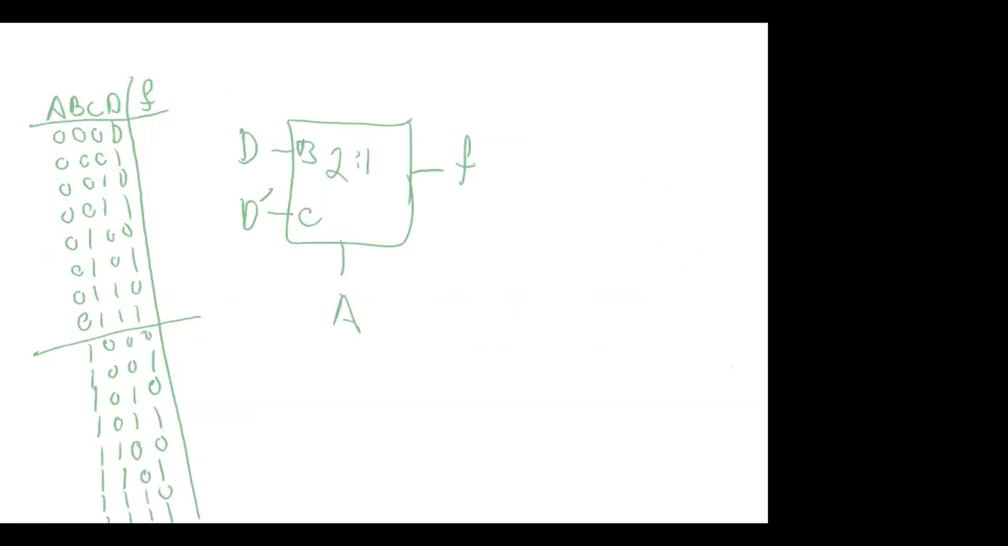So this is supposed to be C, and this is supposed to be B. And we know B is equal to D, so we can write 0, 1, 0, 1, 0, 1, 0, 1. And over here for C, it's equal to D prime, so we can write 1, 0, 1, 0, 1, 0, 1, 0. And so now we have derived the truth table, which is kind of cool.